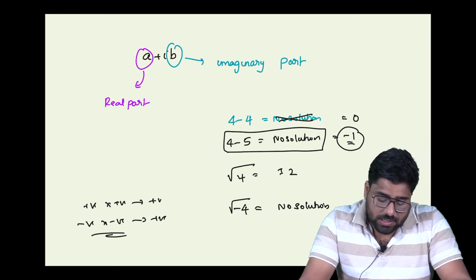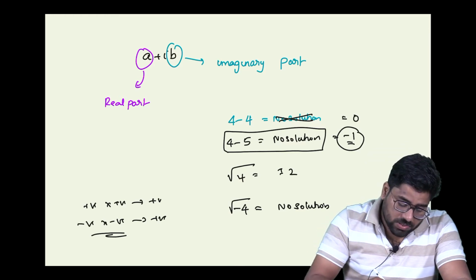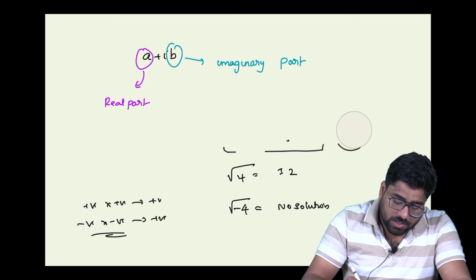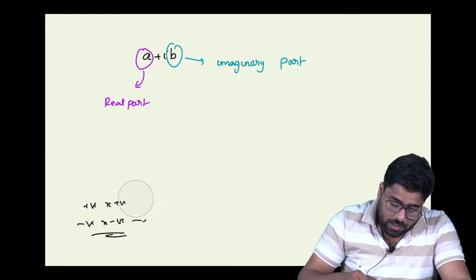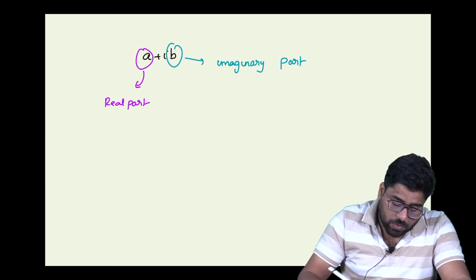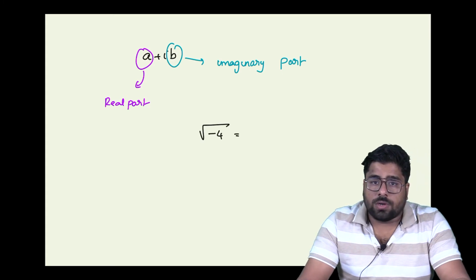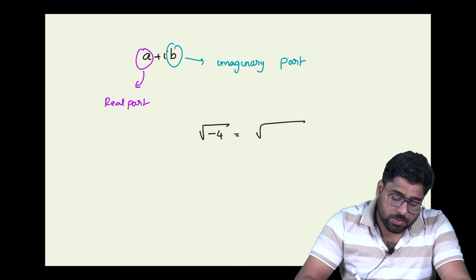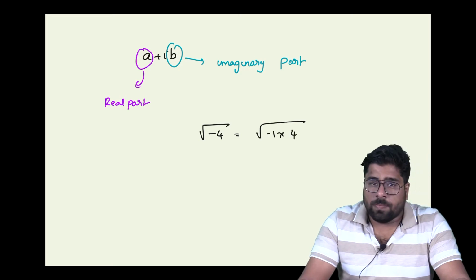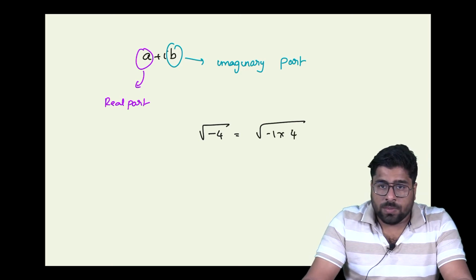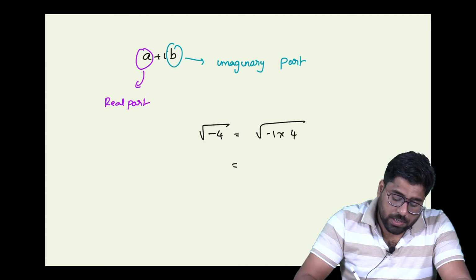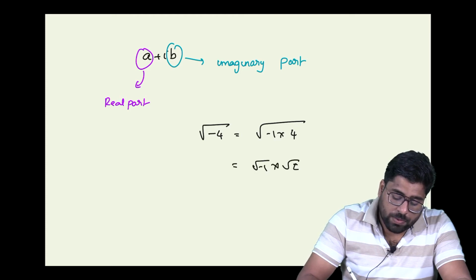Now let us see how people solved this problem of finding the value of root of -4. Square root of -4 was split into square root of -1 into 4, which can be split into root of -1 into √4.